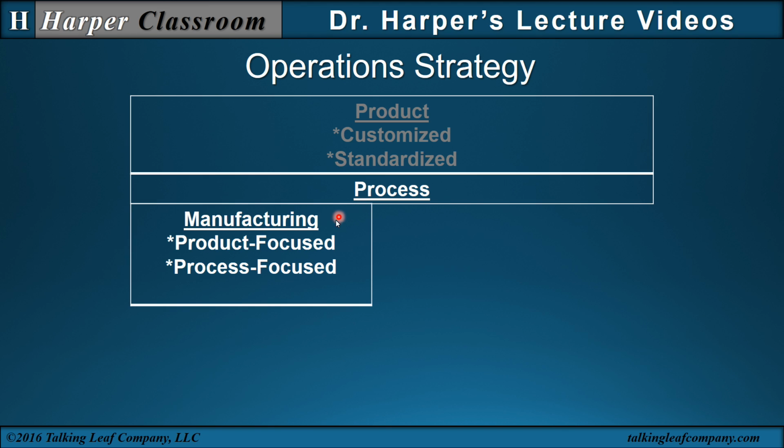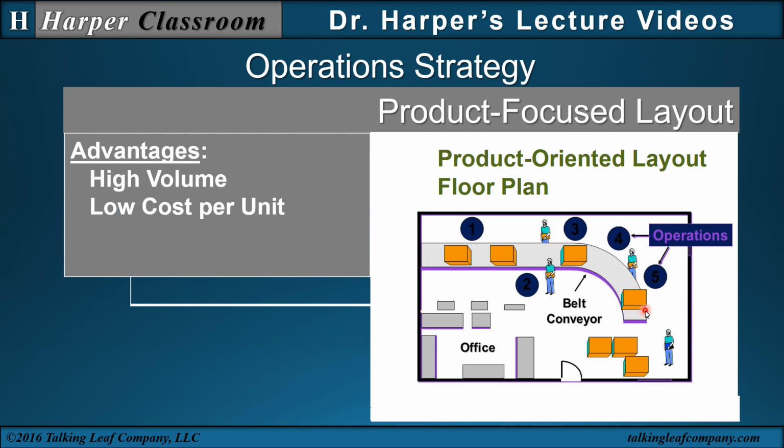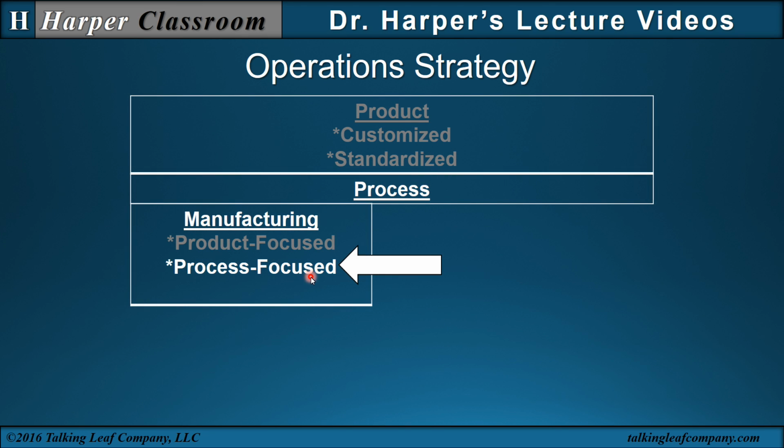Let's start with two types of manufacturing process designs, product-focused and process-focused. First, product-focused. An example of a product-focused process design is a conveyor belt or an assembly line, where the operations are focused on the needs of the product as they pass the workstation. The advantage of the product-focused process design is high volume and low cost. The disadvantage is capital investment, redundancy of the operations for different product lines or different conveyor belts, and low product variety.